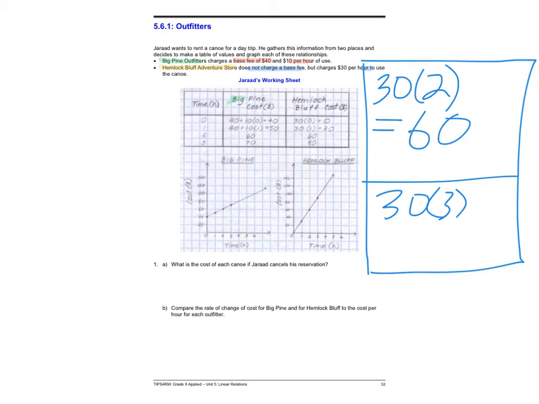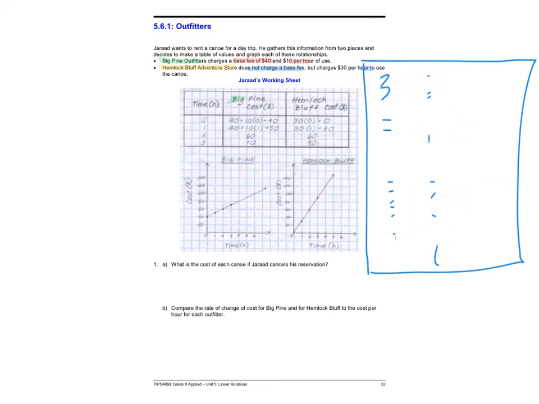For a time of 3 hours, we're going to do 30 times 3, which gives us a cost of $90, and that lines up with what we see on our sheet right there. So all of this lines up. We know that our table is correct. I'm going to just clear my screen here, and then we're going to take a look at the graphs.